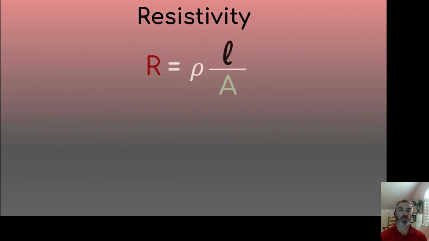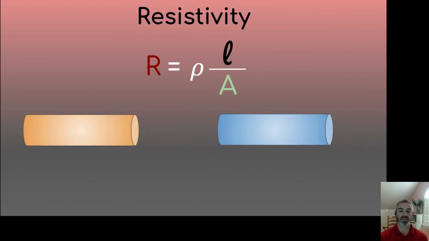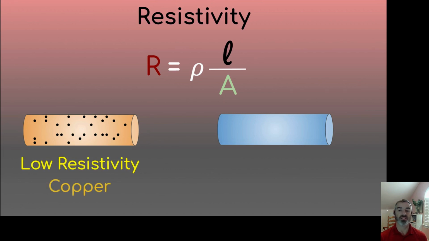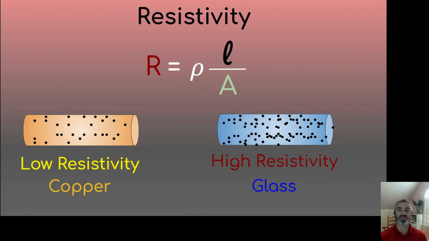So let's look at a visual representation of resistivity at the molecular level. We have two different wires set up here, two different substances. If we look at the molecular level, it might be nice, neat, and organized with a structure of molecules so that current can flow through easily. So this would be a low resistivity, a substance like copper. Now, the other substance is maybe a lot more complicated, a lot more complex, which means that current's not going to flow through it very easily. This would be a high resistivity, a substance like glass.